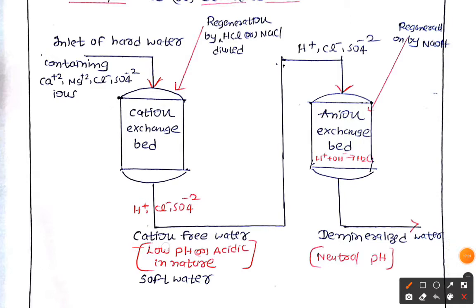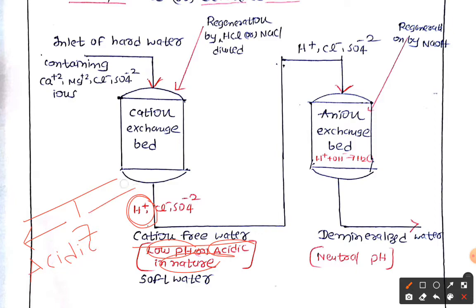So what is this water? It is cation free water and has a low pH, acidic in nature. Why? Because H plus ions are present, and that indicates acid. As you know, on the pH scale, 7 means neutral, less than 7 means acidic, and more than 7 means basic.